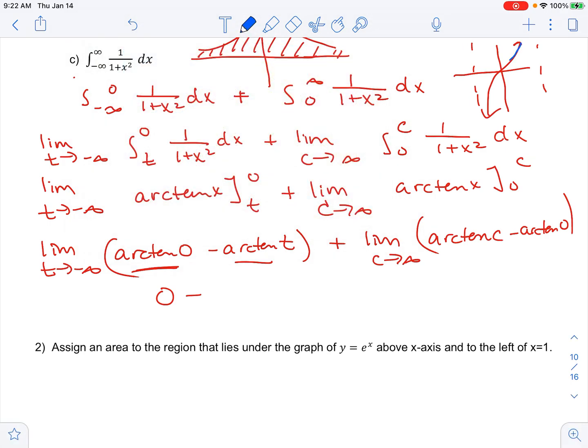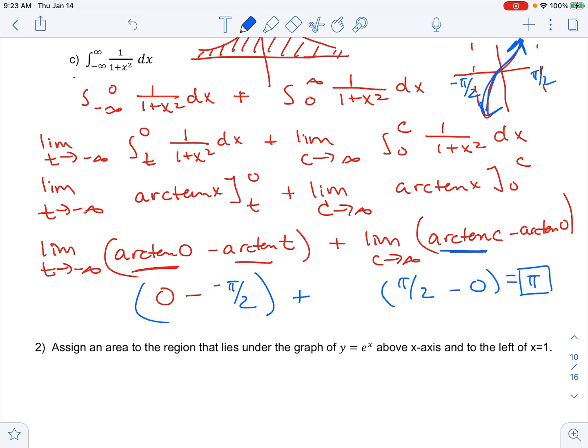Here, the arctangent of negative infinity. So think about your tangent graph. This is the tangent graph right here. This asymptote's at negative pi halves. So what angle are you approaching as this graph goes to negative infinity? You are approaching negative pi halves. And then this one here, as the tangent graph goes to positive infinity, as it goes up, it's approaching pi halves, and then arctangent of 0 is 0. So this is really pi halves plus pi halves, which is pi. So this integral converges to pi.